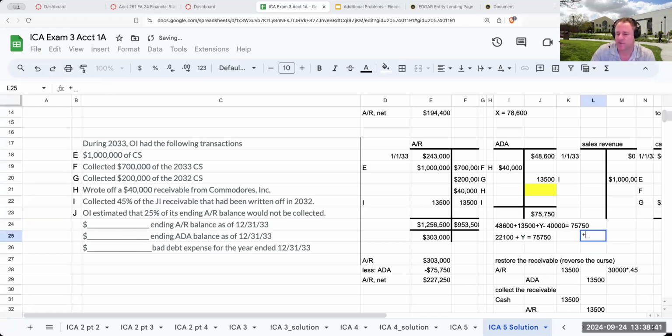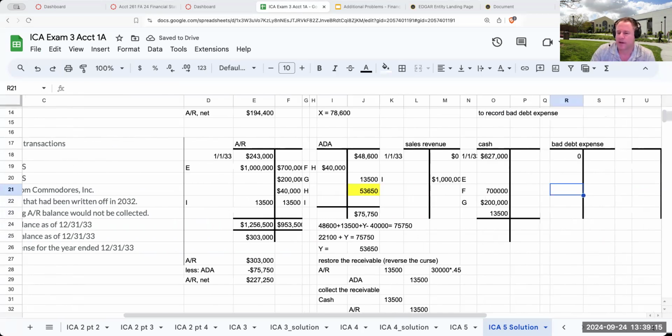Let me just check that one more time. 48,600 plus 13.5 minus 40,000, 22,100. Perfect. Now, if I isolate Y, Y is going to be equal to 75,750 minus 22,100, or 53,650. So right over here, I'm crediting my allowance for doubtful accounts for 53,650.